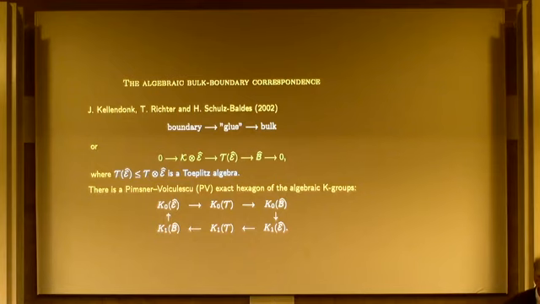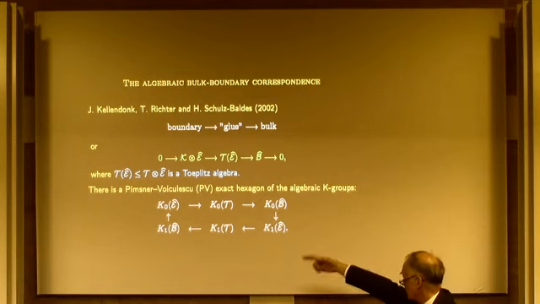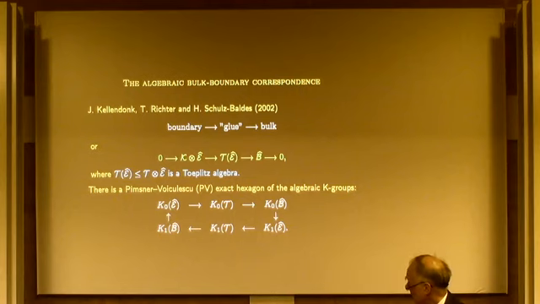And there's also a Pimsner-Voiculescu sequence of algebraic K-groups. Whenever you've got one of these short exact sequences, you can build something like this. And so along the top we've got the 0 K-groups, and on the bottom the 1 K-groups, and there are index maps linking the top and the bottom row. It doesn't go on further because I'm dealing with complex K-theory, which has period 2.